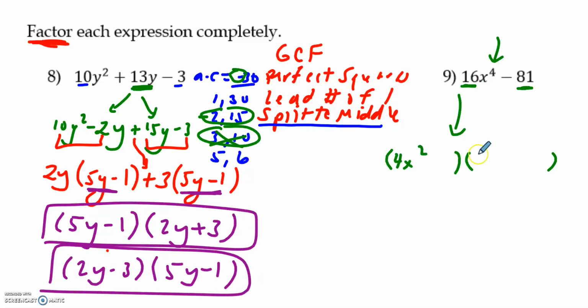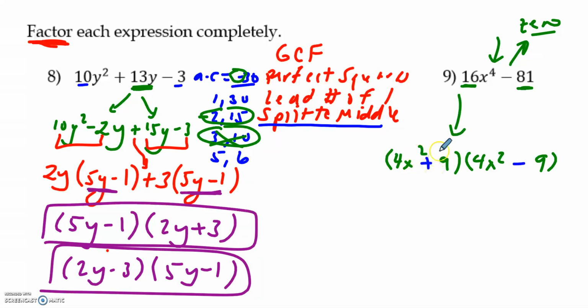4x squared times another 4x squared would give me 16x to the fourth, and 9 times 9 would give me 81. In order to get a middle term of 0, I have one of these parentheses being positive and one of them being negative, because that's how my middle terms cross out. Some of you might recall that when you're left with two parentheses, both of which being squared, one of them is going to be able to factor and one of them will not.